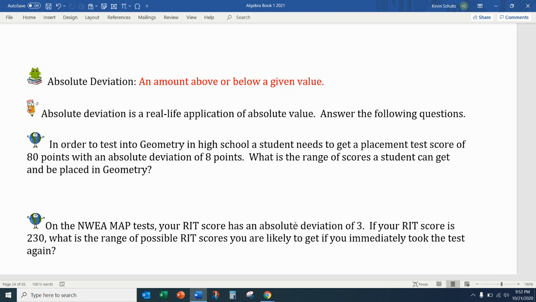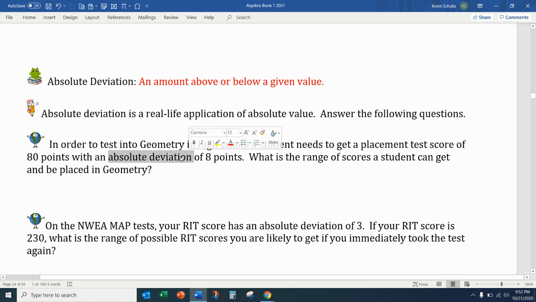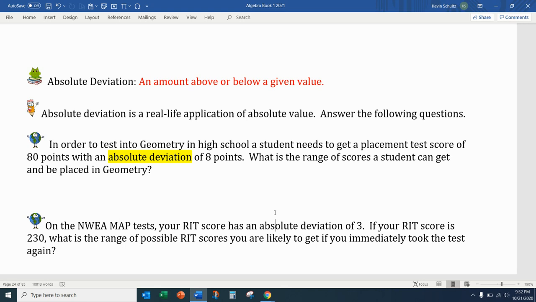And so what they're looking for, it says, in order to test into geometry in high school, a student needs a placement test score of 80 points with an absolute deviation of 8 points. So this phrase, absolute deviation, refers to an amount above or below a given value. In this case, that amount above or below a given value is 8. The given value is 80.